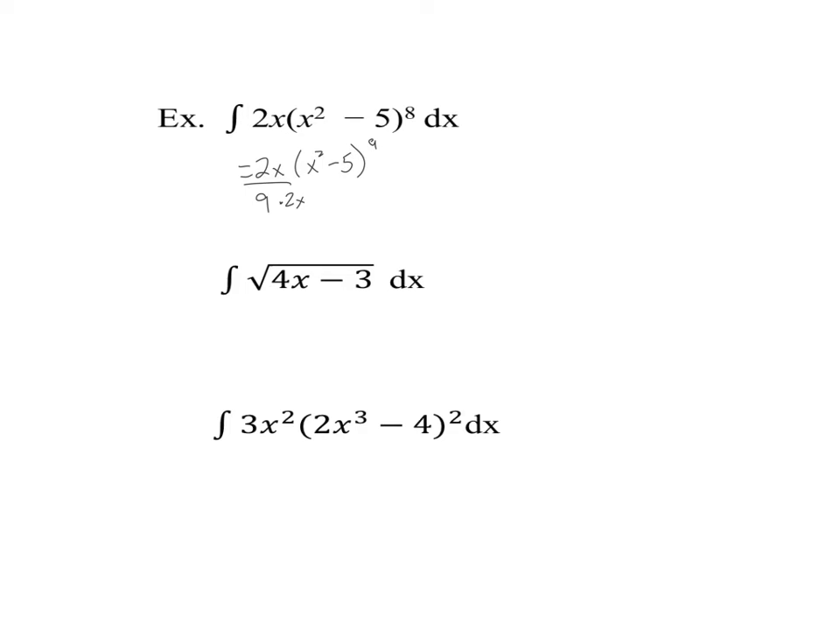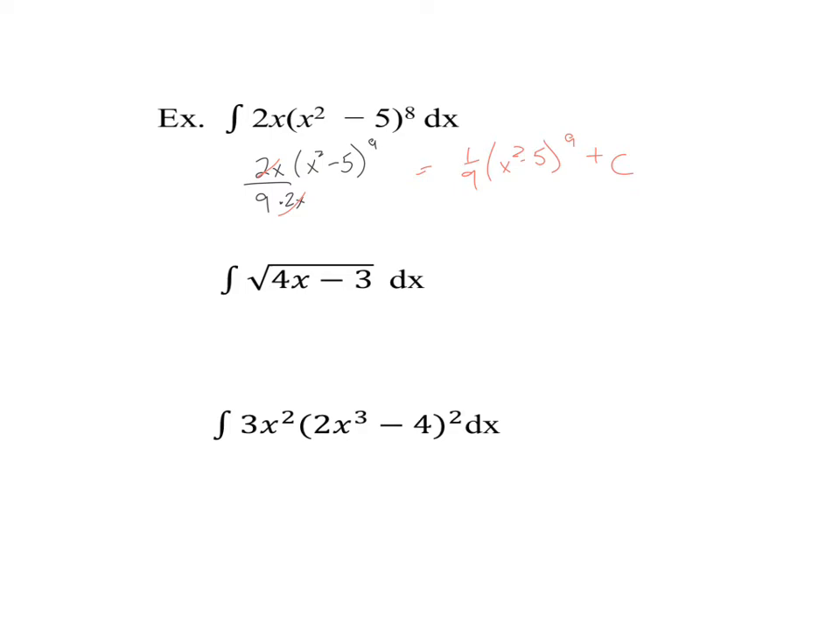I typically just write it as one big fraction out front, and then we can see the 2x's would cancel, so our final answer would be 1/9 times our brackets to the 9, plus c. And that's it for that one.